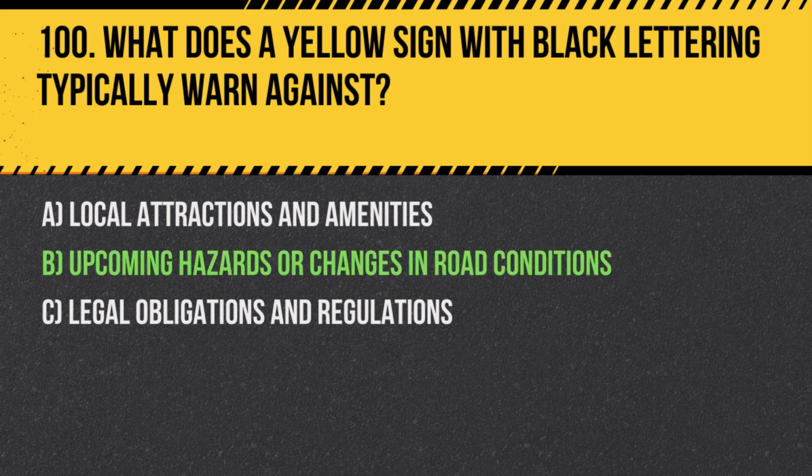Answer: B. Upcoming hazards or changes in road conditions. Yellow signs with black lettering are used primarily to warn drivers about potential hazards, such as curves, crossings, or changes in road conditions ahead.